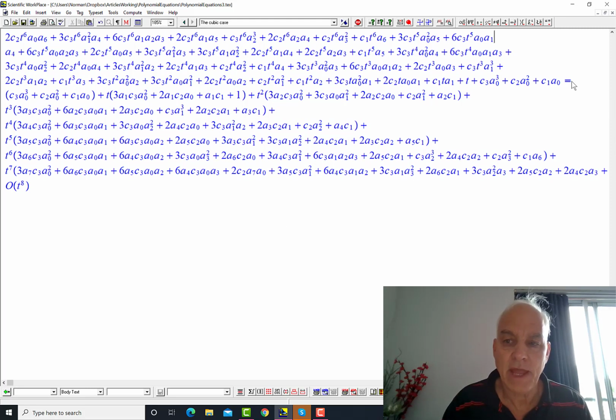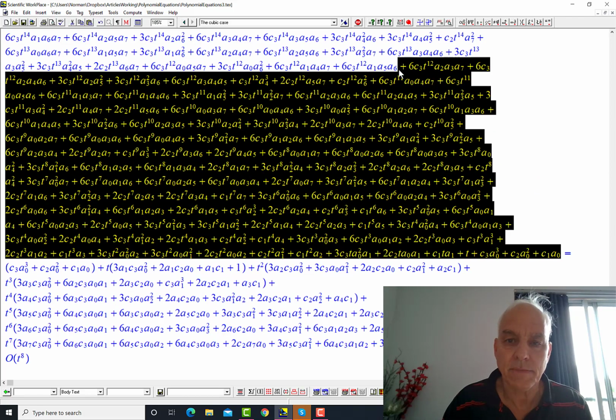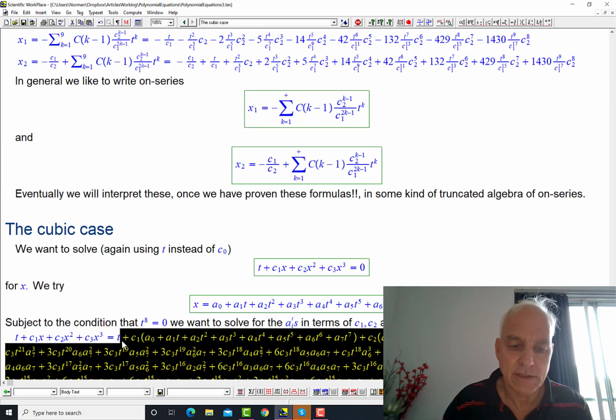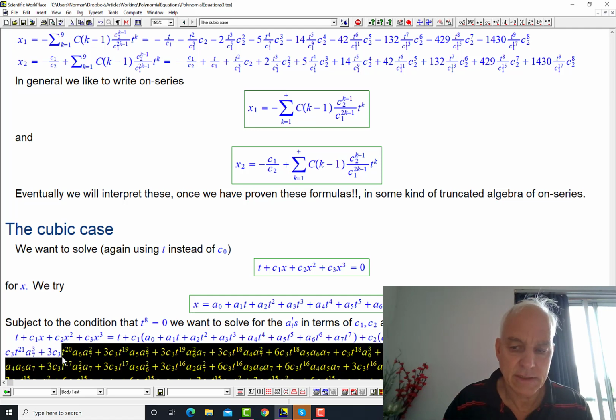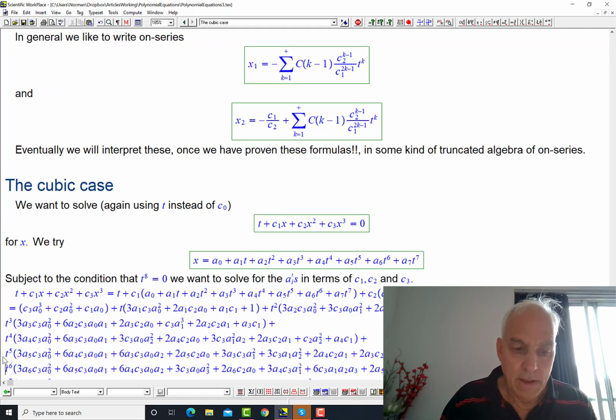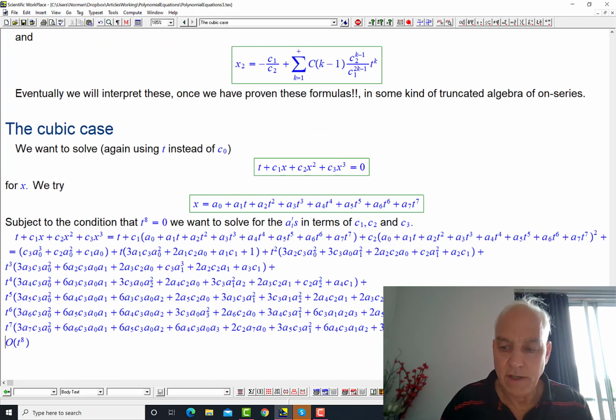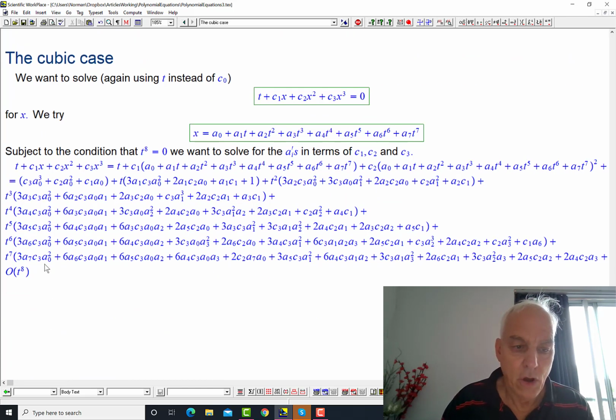Okay, this is the stuff that we had before, and I'm now about to selectively delete that. Delete it. And now let's have a look at what we've got here in front of us. The O(t^8) means that there's terms of degree 8 and above. Okay, so what we see is a constant term, a multiple of t, a multiple of t squared, all the way down to a multiple of t to the 7.